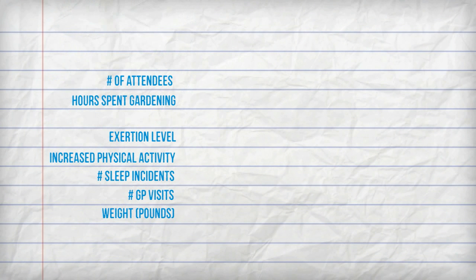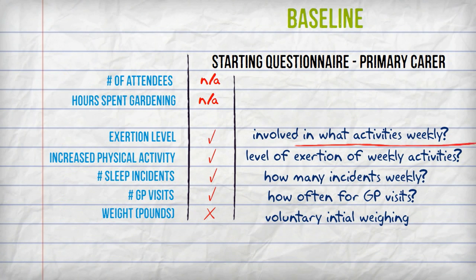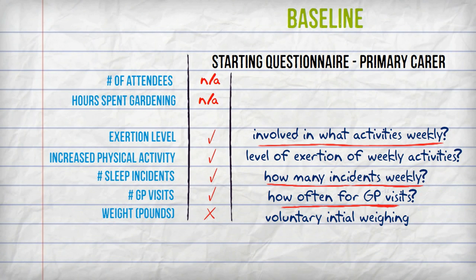The next step is to take these measurements and work out how to implement them. To do this, you need to know how to get a baseline measurement and how to continually take measurements. In this case, a starting questionnaire or interview with a primary carer can probably cover most of the baseline information. What physical activity is the user involved in weekly? How many sleep incidents does the user have weekly? How often does the user visit the GP, etc.